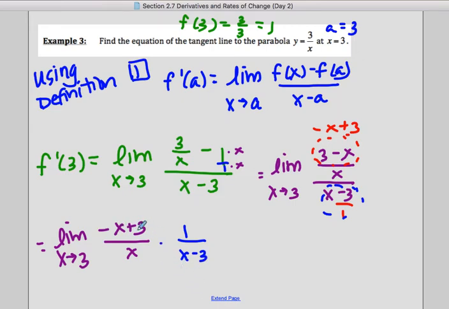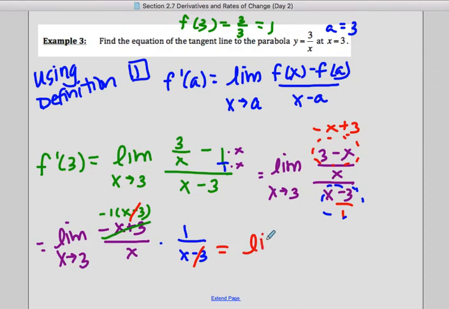I want to cancel these two, but they're actually opposite. This is a negative, and this is positive. This is a positive 3, this is a negative 3. So what I need to do is factor out a negative 1. Now if I go ahead, these two will cancel.